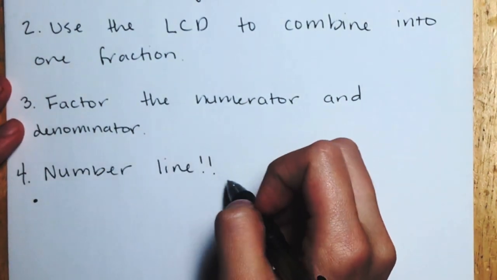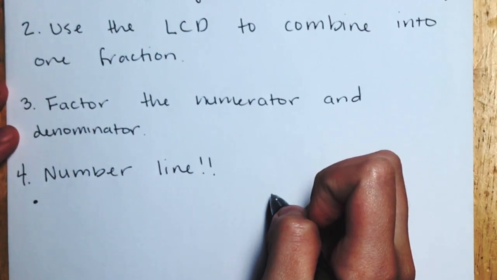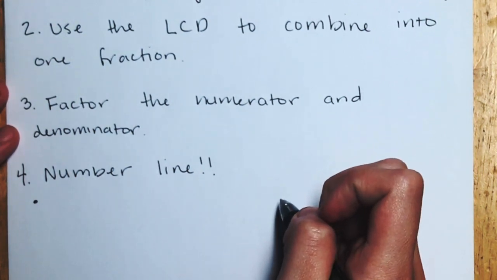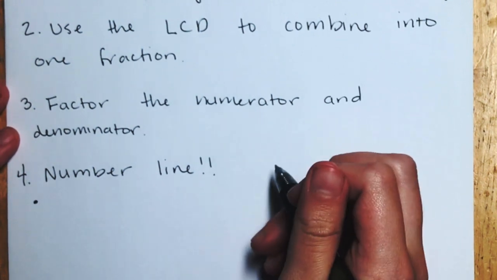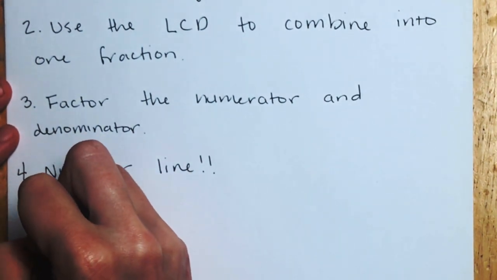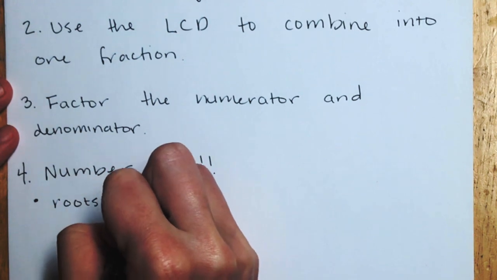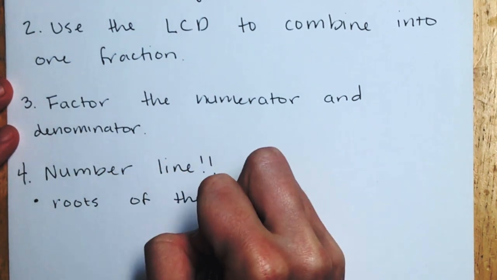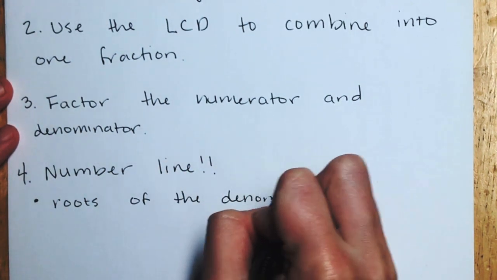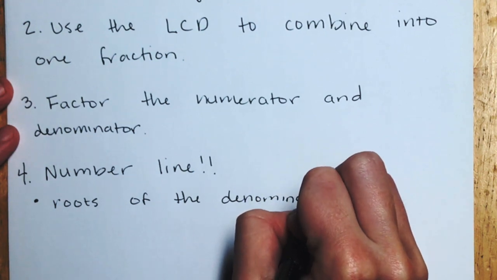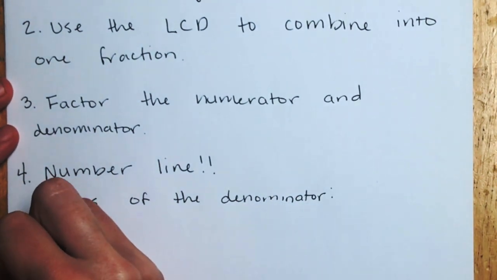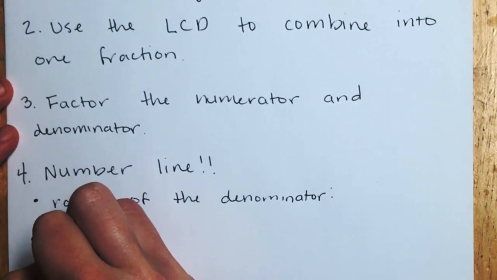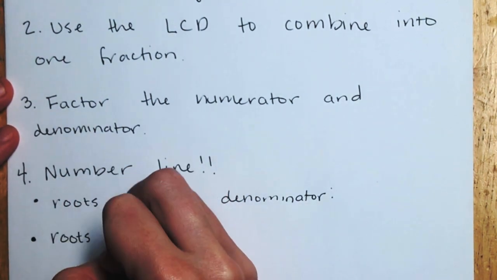With our number line before, we put down our roots of whatever we were dealing with, whether it was a quadratic or a polynomial. We're going to do the same thing. We're going to draw the roots of the denominator. And we're also going to draw the roots of the numerator. You'll see why I'm writing these both down separately in just a second.